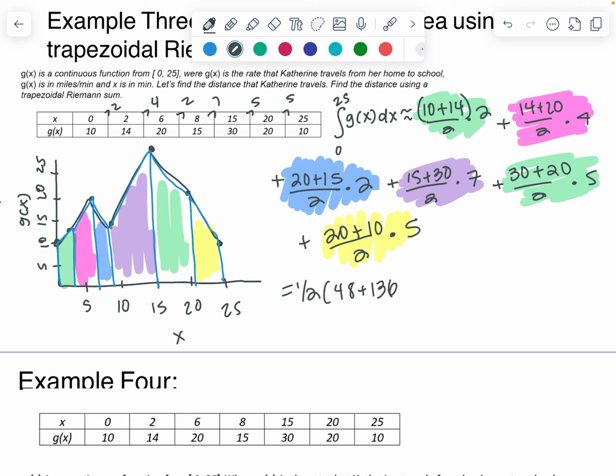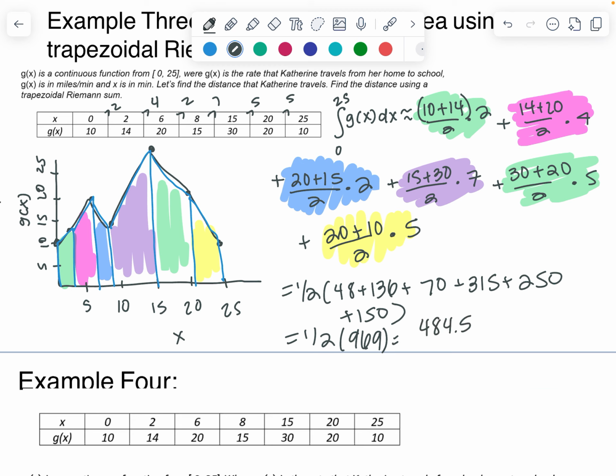I didn't do that in my head. I looked at my notes from last year. 35 times 2 is 70. 45 times 7 is 315. 30 plus 20 is 50 times 5 is 250. And then 30 times 5 is 150. Then I'll put all of this in my calculator. You get 969 out. And then if you divide that by 2, you get 484.5.